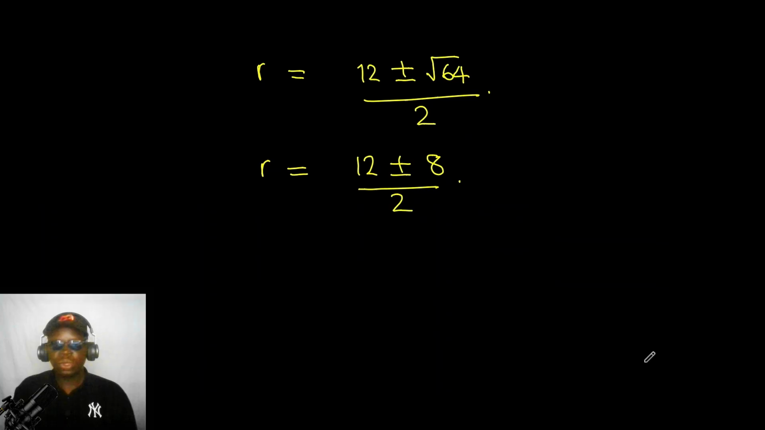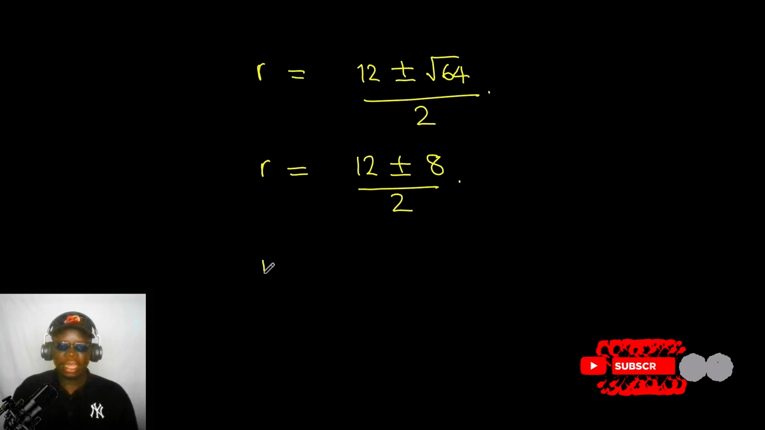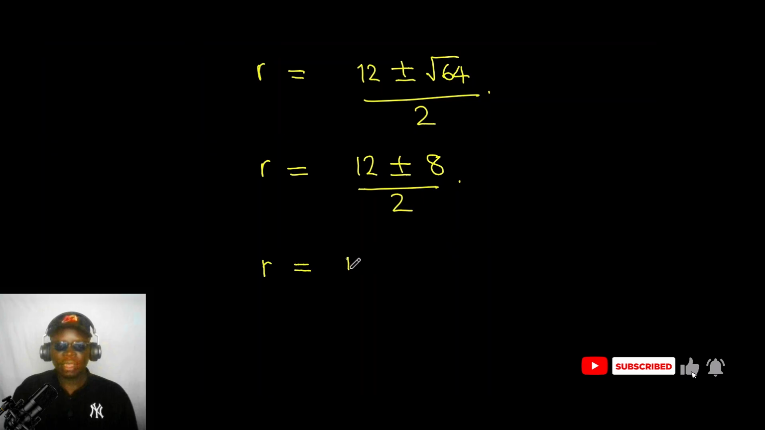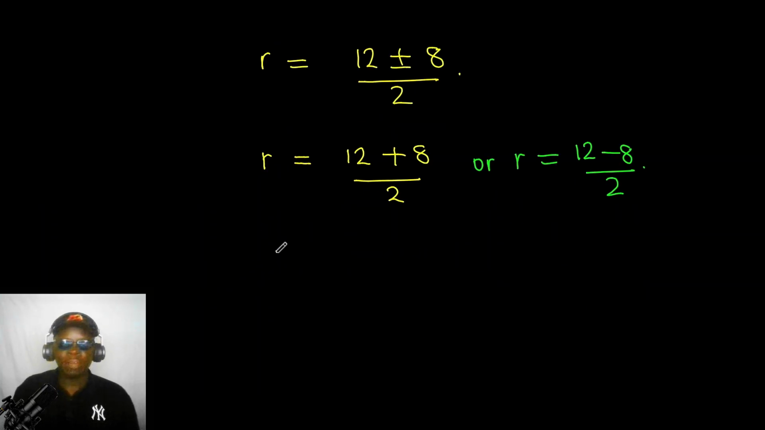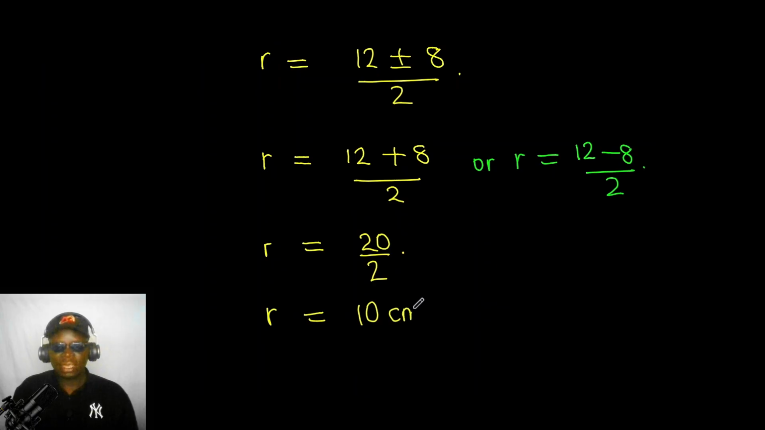And we need to use these signs separately. Either our value for r is 12 using the upper sign, positive 8, over 2, or our value for r is 12 using the lower sign, that is minus 8, divided by 2. Let's get more space and simplify. The first one, r equals, when we sum this together, we get 20 over 2. Now this divides to 10, and that is in centimeters.